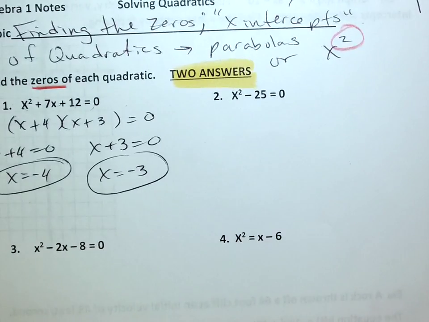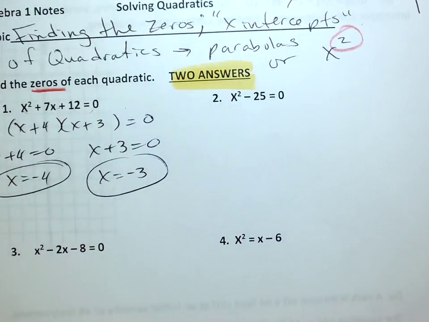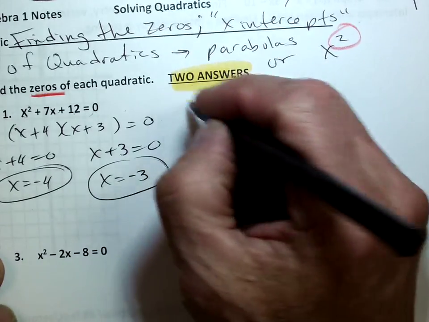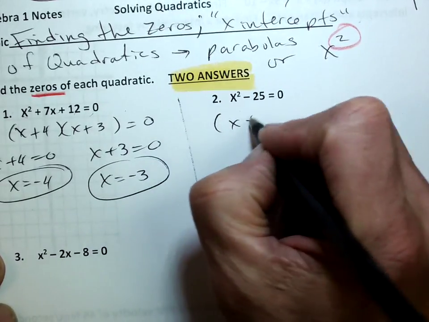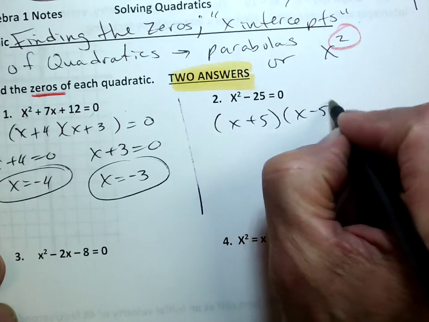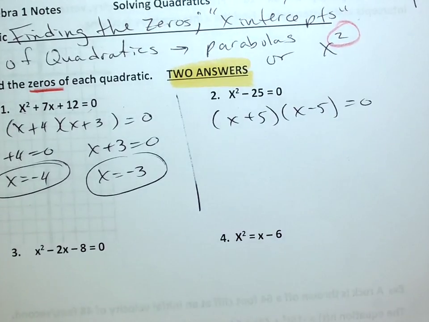Same thing. What's the first thing we do? Factor. We want to factor first, and then we have many equations to solve. So this factors into what? x plus 5 and x minus 5, right? So factor first, and then set up your mini equations.